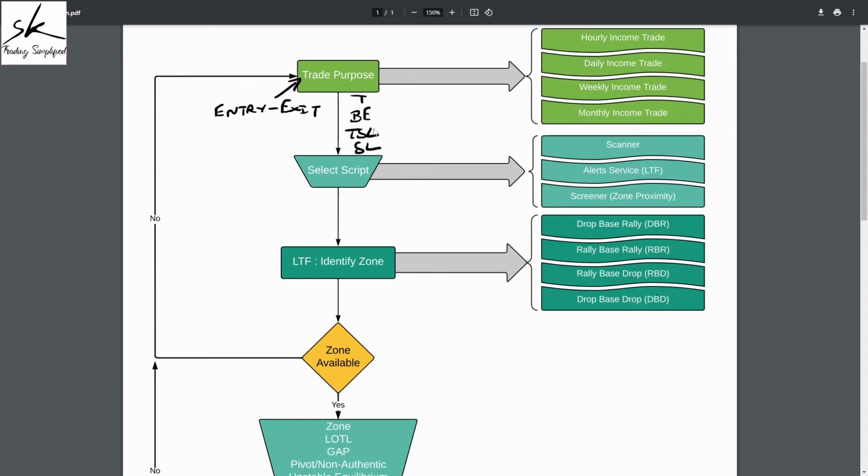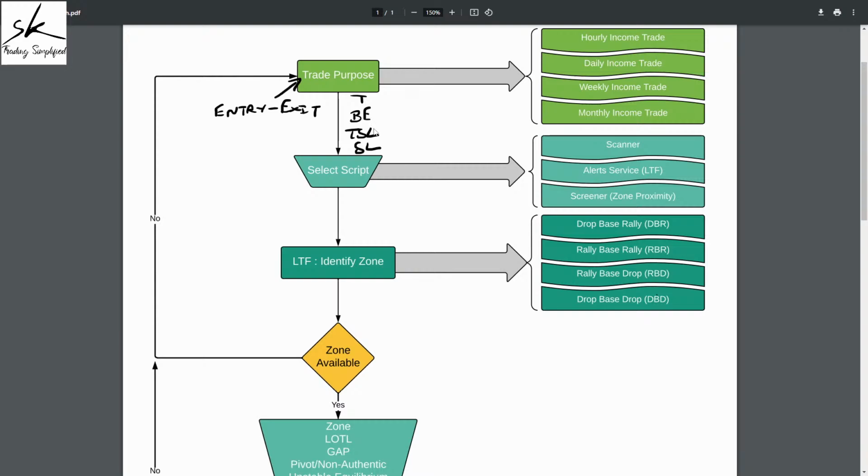Now, why are we starting with the trade purpose as our step number one? The reason we are doing this is because when we start planning our trades, the charts that we use are time-based charts, and we have a number of time frames available to us. So the very first challenge we face is that there are so many time frames available to us. So out of these many time frames, which time frame should I be using for my analysis? That's the very first challenge.